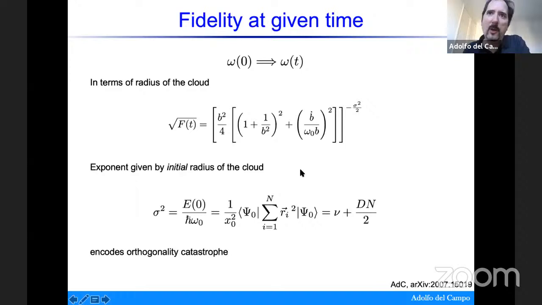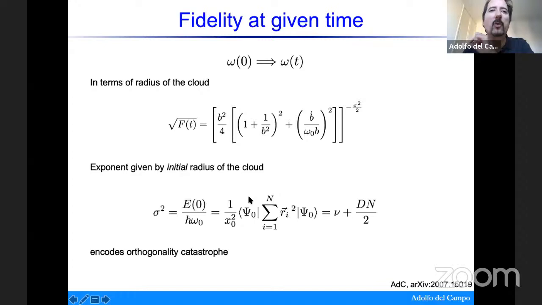And this has a beautiful interpretation. You can think of it as the variance of the center of mass in the initial state at time zero, in harmonic oscillator units: the square root of h bar over m omega zero is what I call x naught. Or you can think of it as the initial energy eigenvalue, again in harmonic oscillator units. So the initial state comes in only through this factor. Exactly, very good point, thanks.